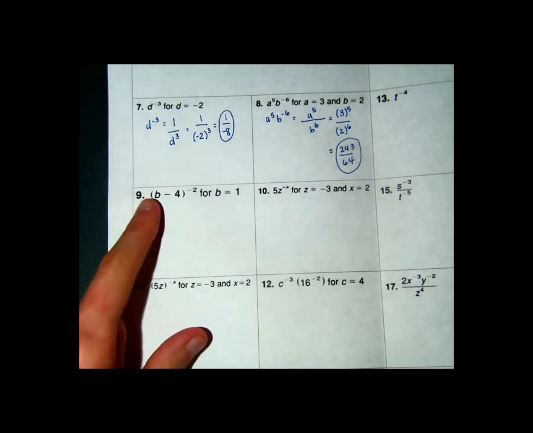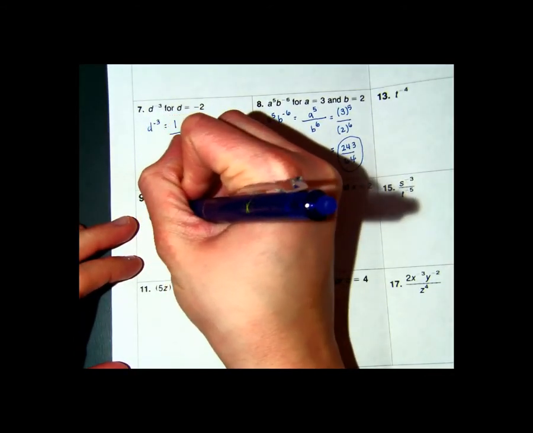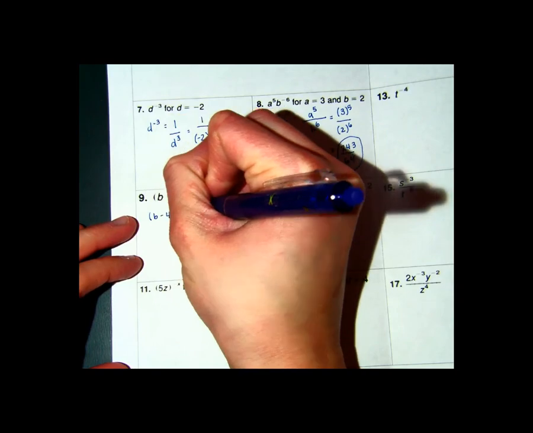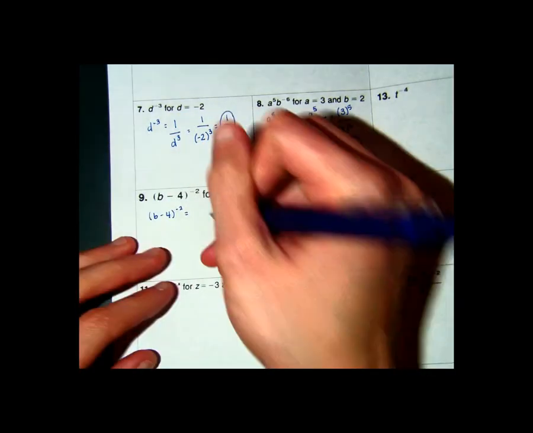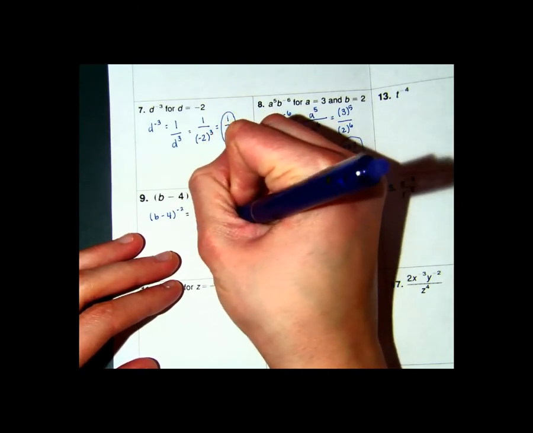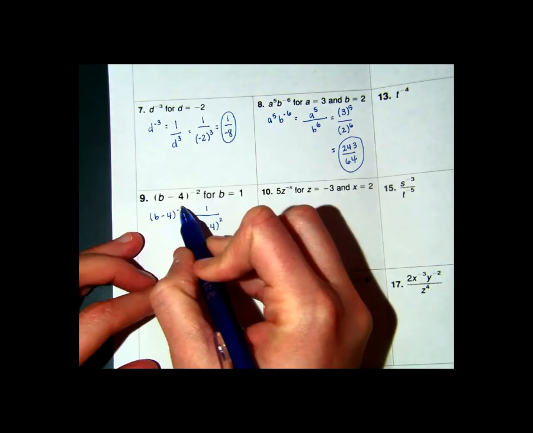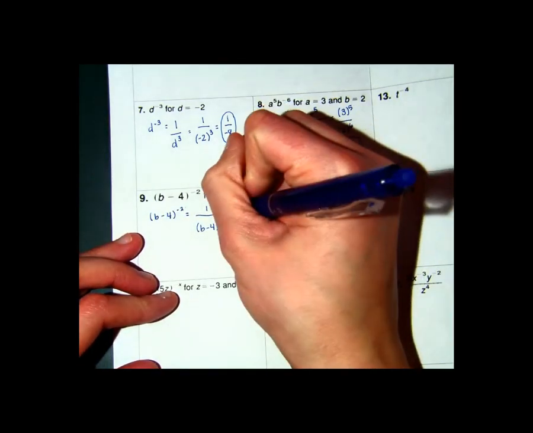Number 9, notice the parentheses around the whole thing, b minus 4. That means in order to have a positive exponent, which is our end goal, we never want a negative exponent, we are going to move the entire piece, b minus 4 squared. Whatever the negative exponent is attached to is what you have to move.